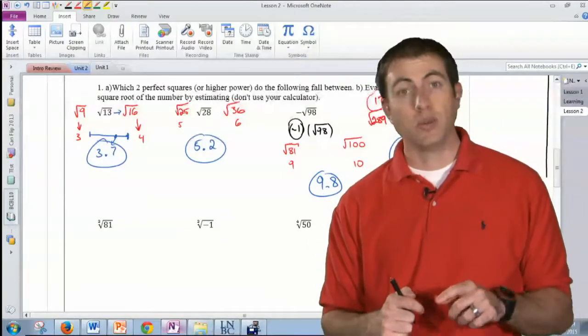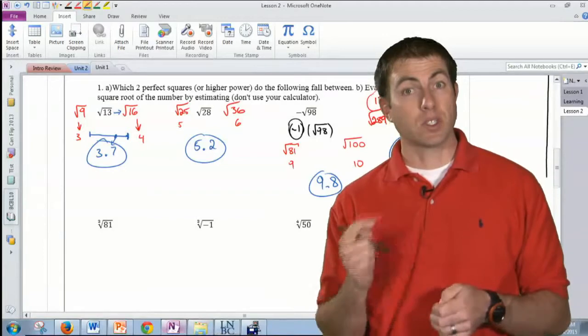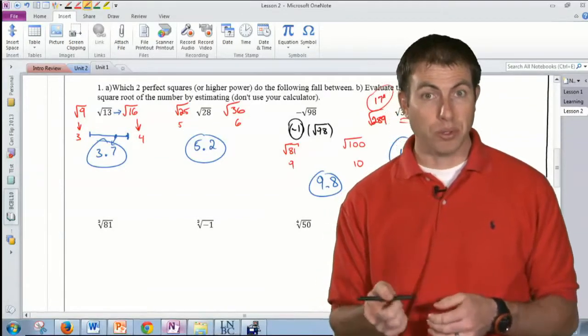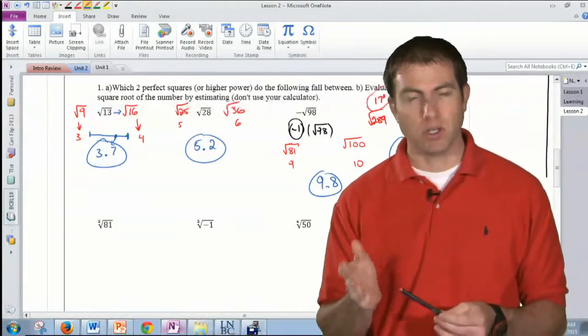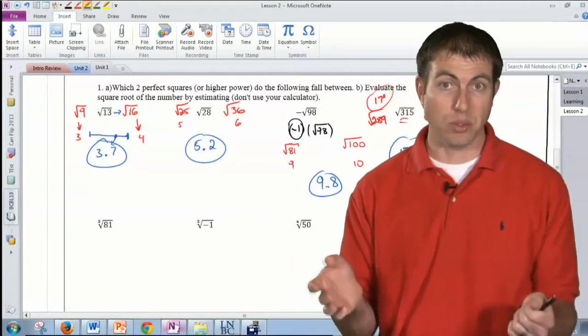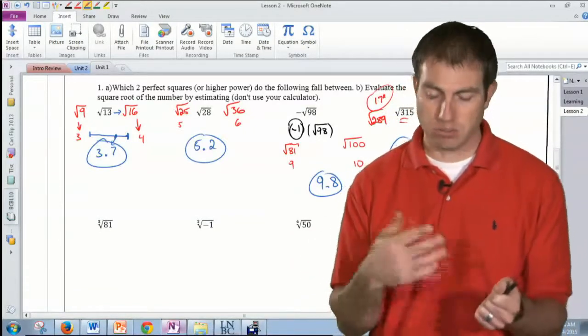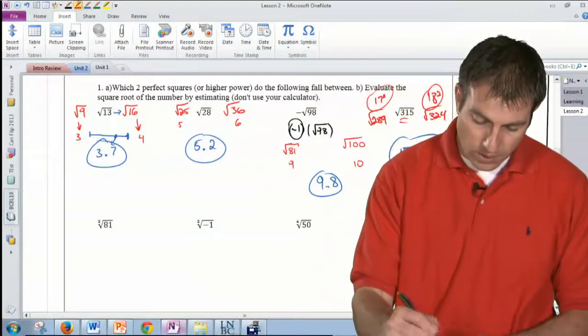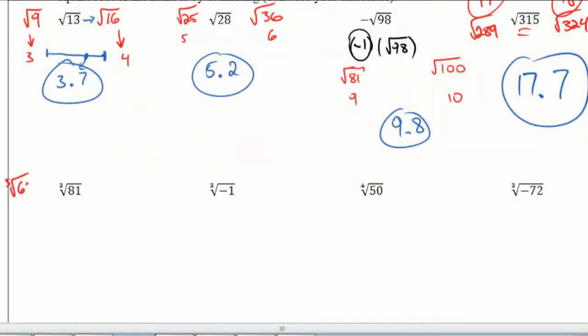This next one's the cube root of 81. So 81 is a perfect square. The square root of 81 gives us 9, but we're talking about the cube root. Just like when we cube a number, it's a number multiplied by itself 3 times, the cube root is what number multiplied by itself 3 times gives us this value. If you look at your table, you'll see that 81 is between the cube root of 64 and the cube root of 125. So we're in between 4 and 5.